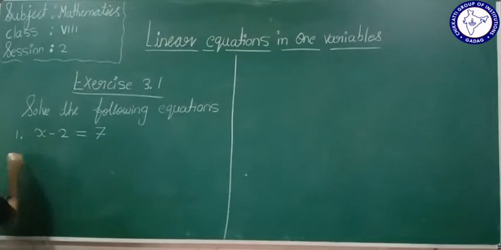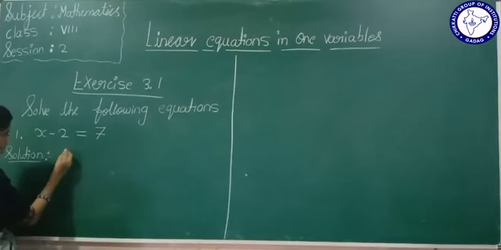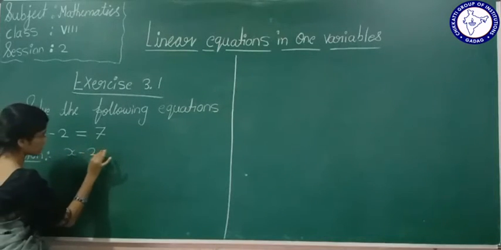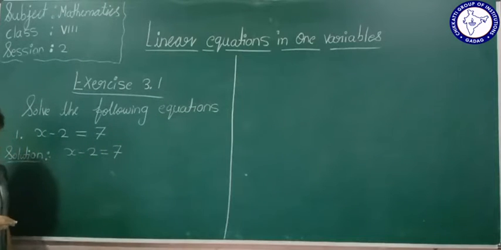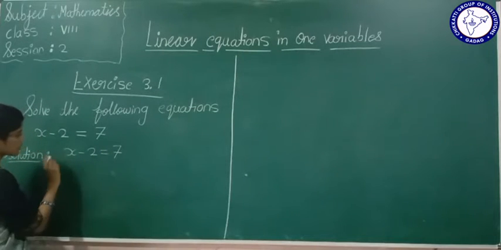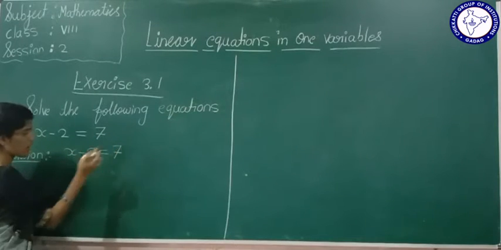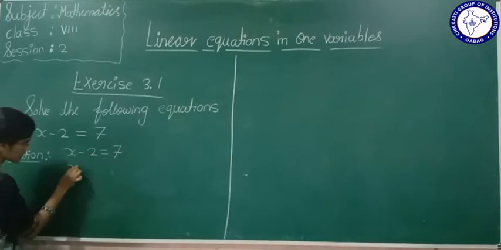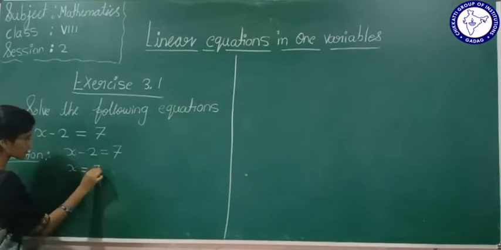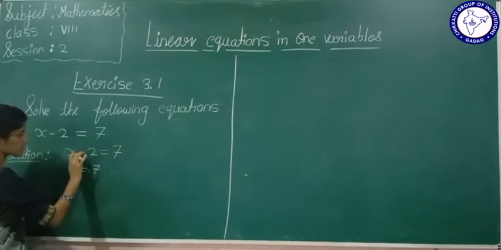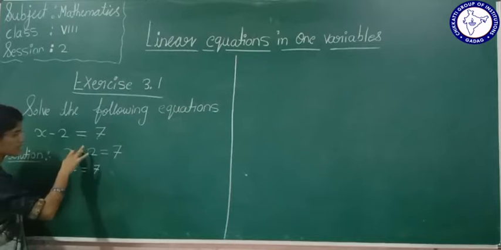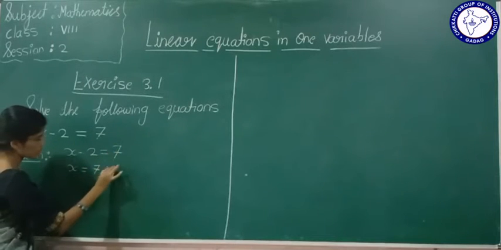Now see how to solve this. Given x minus 2 is equal to 7. Now we are going to transpose this 2 to the RHS. If you transpose, the sign will be changed. The minus 2 will become plus 2.